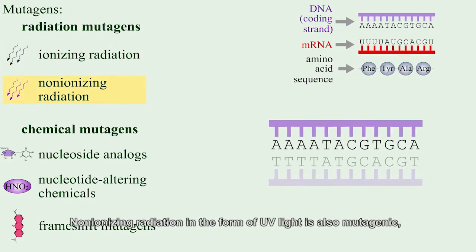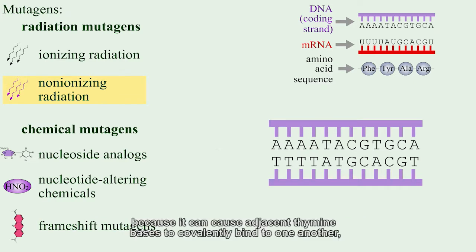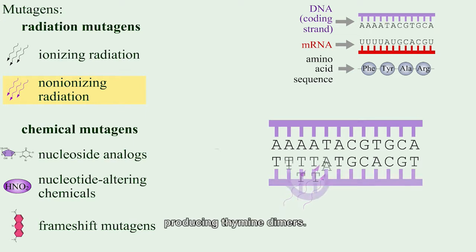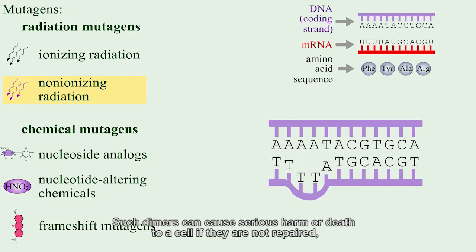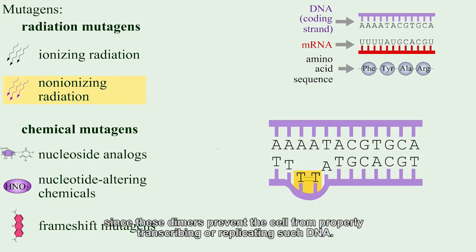Non-ionizing radiation in the form of UV light is also mutagenic because it can cause adjacent thymine bases to covalently bind to one another, producing thymine dimers. Such dimers can cause serious harm or death to a cell if they're not repaired, since these dimers prevent the cell from properly transcribing or replicating such DNA.